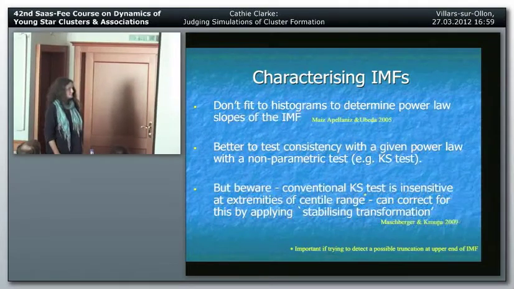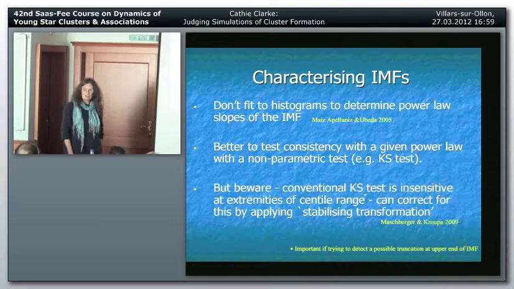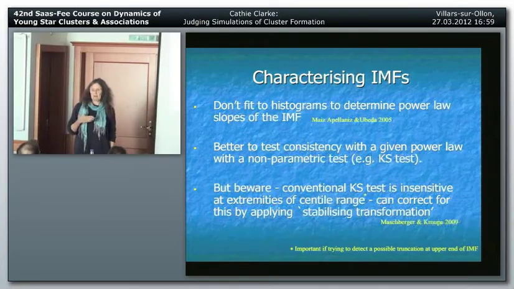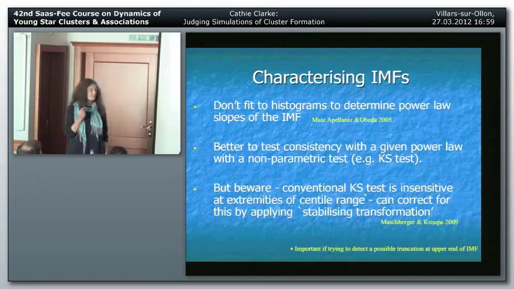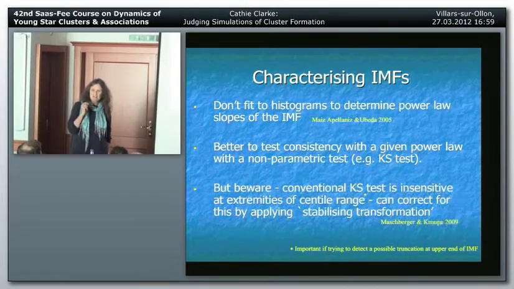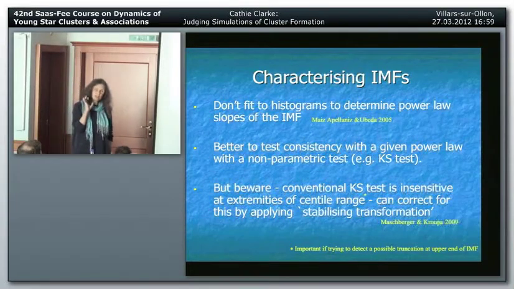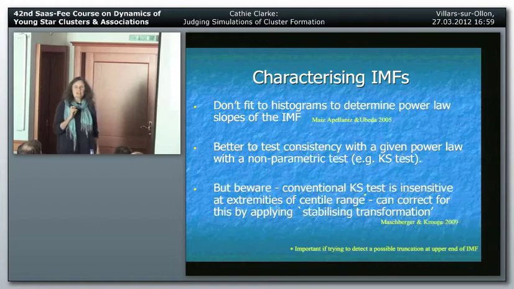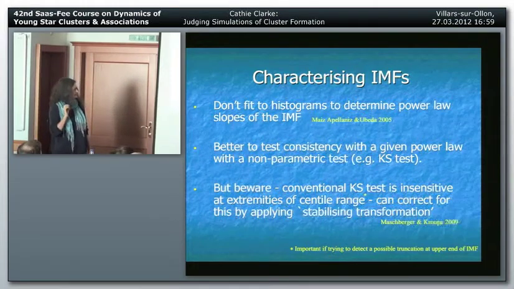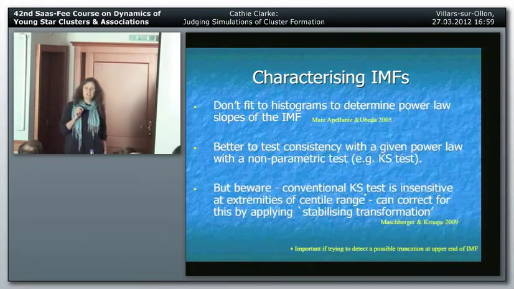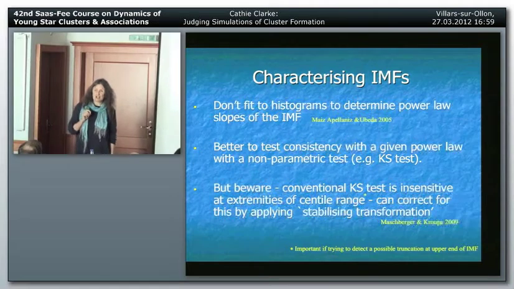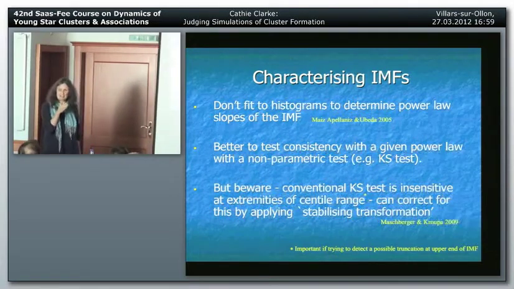If you want to test your, say, power law tail of a mass function against a given power law, so is this Salpeter, a good way to do it is to use a KS test. But you have to be a bit careful because KS tests are not sensitive near the edges of the cumulative distribution, the extremes. Now, normally that may not matter, but in a few lectures' time, we'll get on to the thorny question of integrated galactic IMFs and whether the IMFs in individual clusters are truncated.